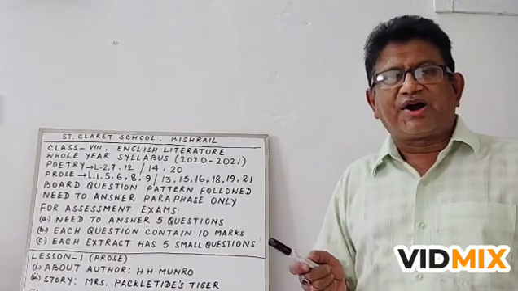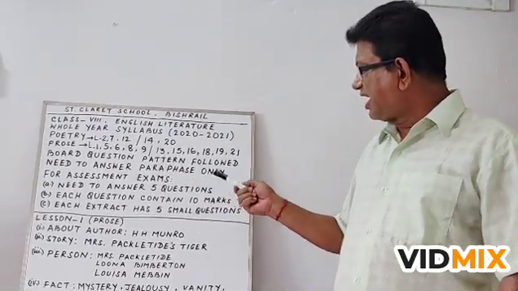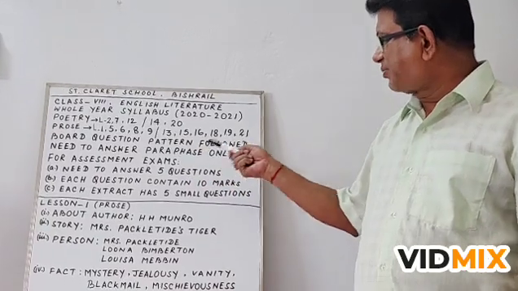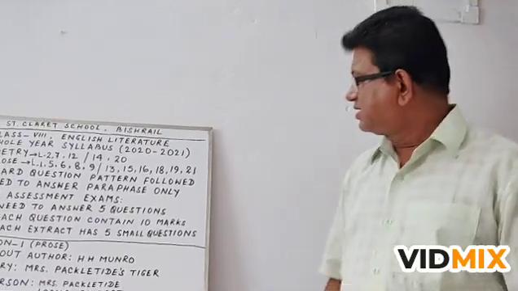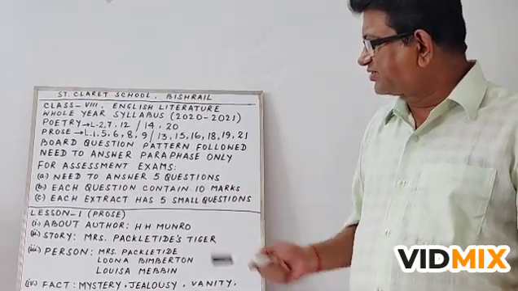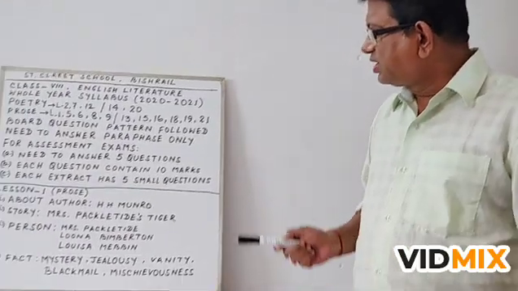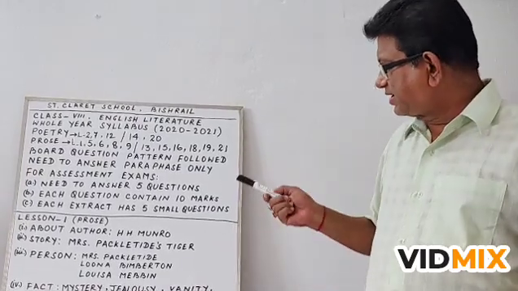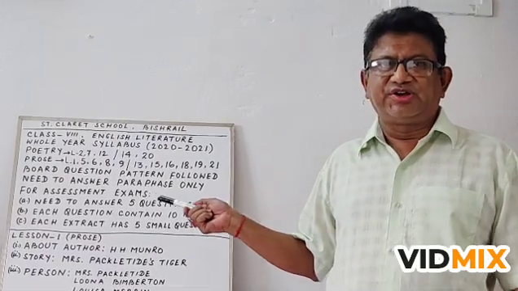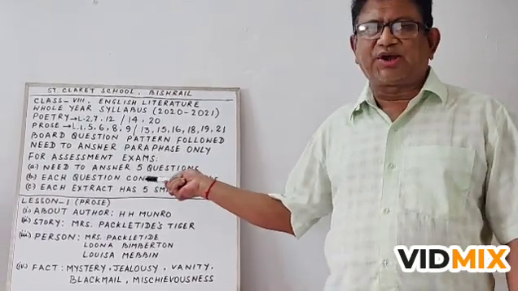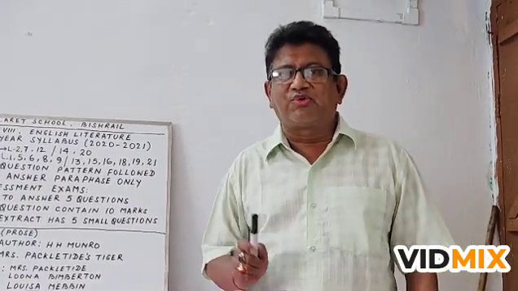And I shall prepare the board pattern questions as they are prepared in the board, and you need to answer the paraphrase only. Paraphrase means reference to context. For the assessment examination, you need to answer 5 questions in total. Each question contains 10 marks and each extract has 5 small questions. That means 2 multiplied by 5 is 10. So you need to answer 25 questions in total in your 2 hours time.